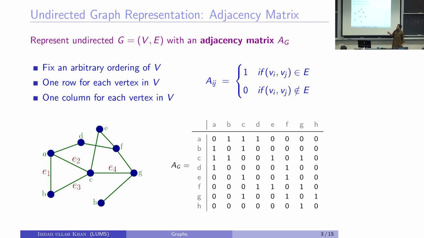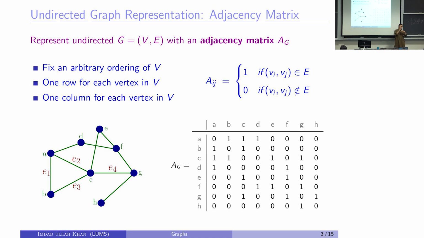How many vertices? 8 vertices, right? So I will get a matrix of 8 rows and 8 columns. The first row corresponds to the vertex A, the second row corresponds to the vertex B, the third row corresponds to the vertex C, and so on, and similarly the columns. Is this clear?